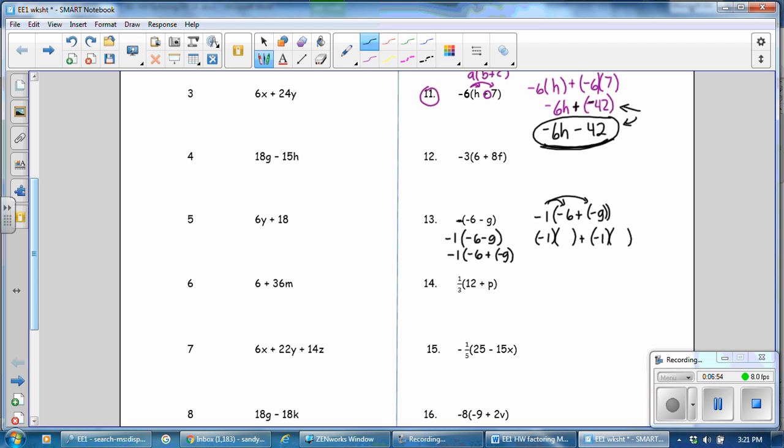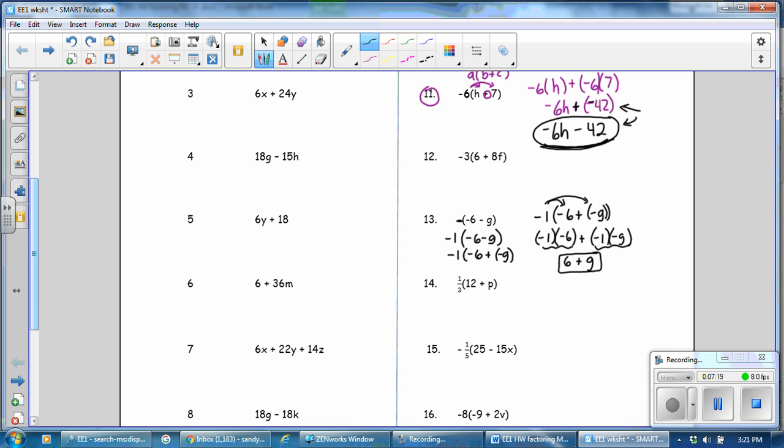The first term is -6. The second term is -g. A negative times a negative is a positive. And I could write 1g, but I could also keep the 1 invisible and just say g. And so the answer is 6 plus g.